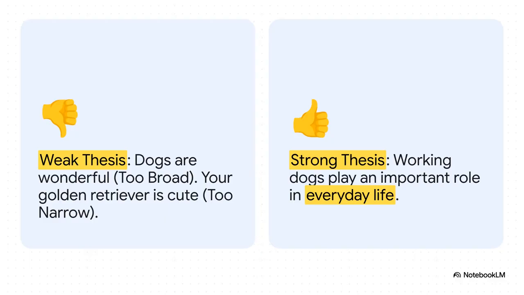Okay, let's look at some examples to make this super clear. Imagine you're writing about dogs. A thesis like, "Dogs are wonderful," well, that's way too broad. It's like telling a builder you want to build a building. It's just too vague. On the flip side, "Your golden retriever is cute," that's too narrow. It's a fact, not an argument. There's nothing to build. But "working dogs play an important role in everyday life," now that's a solid blueprint. It's specific, it's arguable, and it gives you a clear plan.